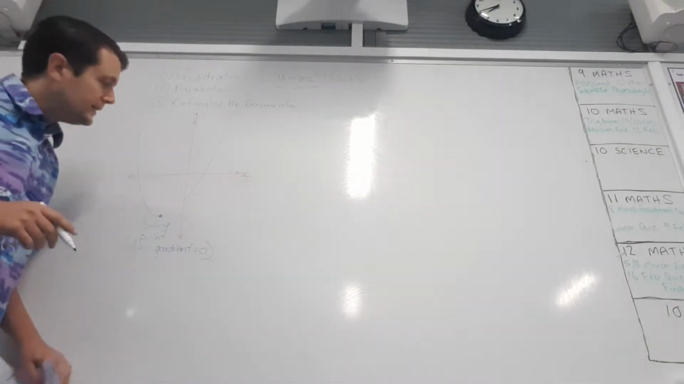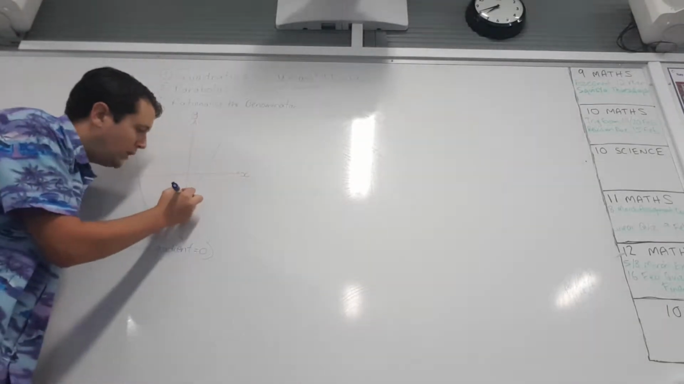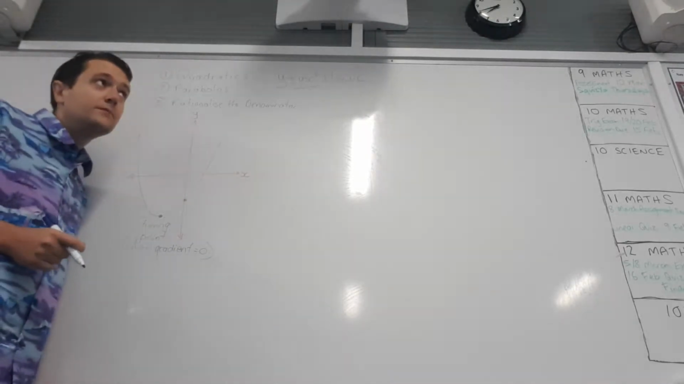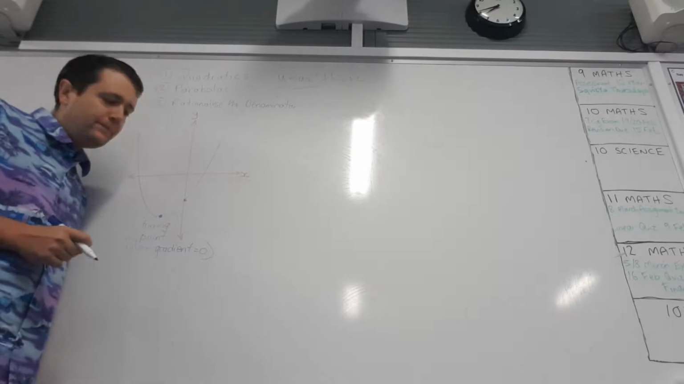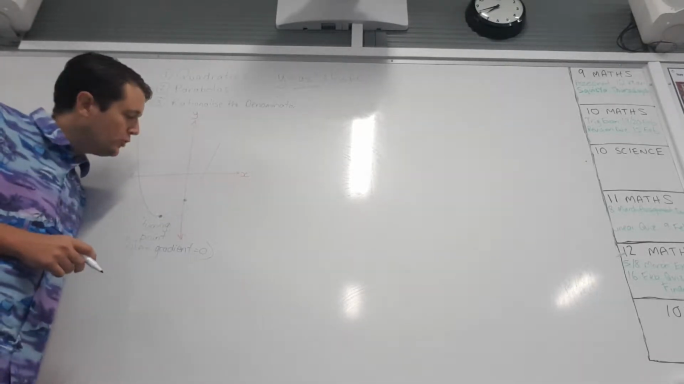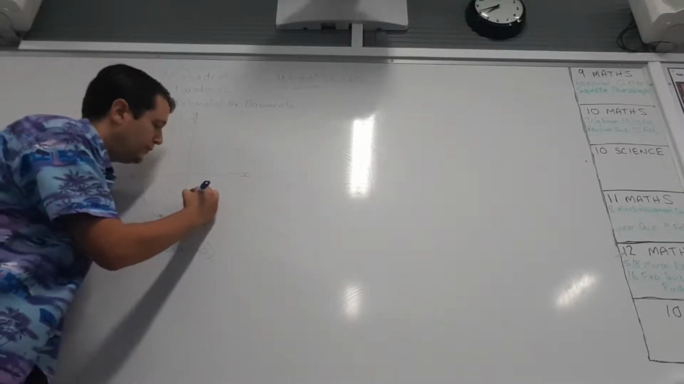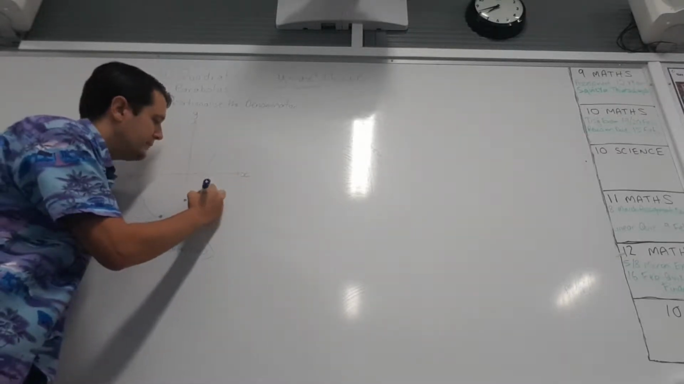You'll find that these things tend to cross the y-axis. How many times can they cross the y-axis? Thought about it? Good. Once. All of them should cross the y-axis once. So we call that, of course, the y-intercept.